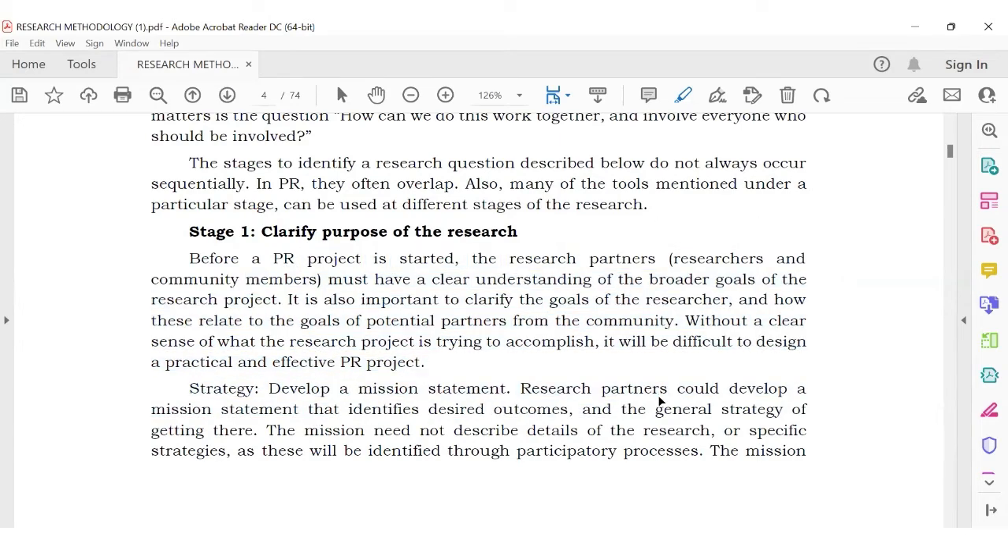I will use my pen because my pen is not working. Otherwise I would have drawn.